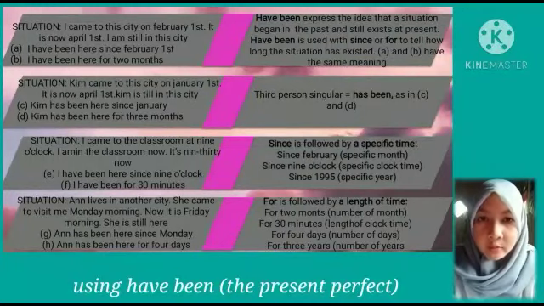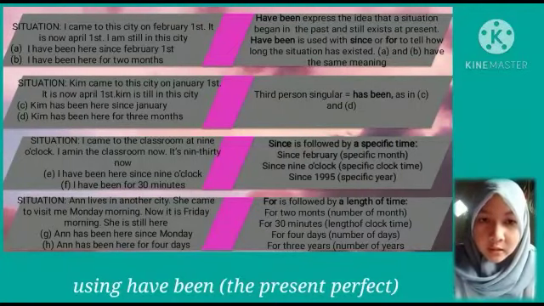Situation: Kim came to the city on January the 1st. It is now April. Kim is still in the city. C. Kim has been here since 9 o'clock. D. Kim has been here for 3 minutes. Third person singular: has been, as in C and D.